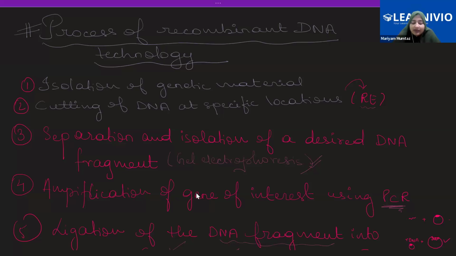Then, once we are done separating, we take that gene of interest and make multiple copies of it using the method called PCR. The amplification of the gene of interest using PCR is such that if you have a single piece or two pieces, it is going to create billions of pieces for you, so that you can do as many readings and experiments at a time.